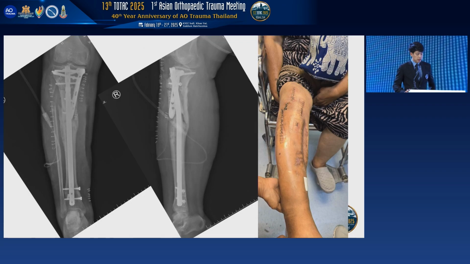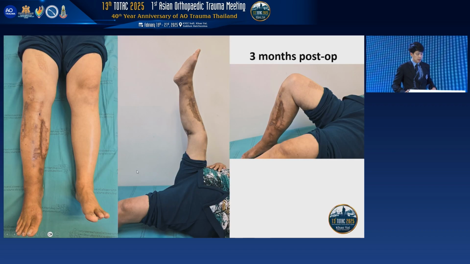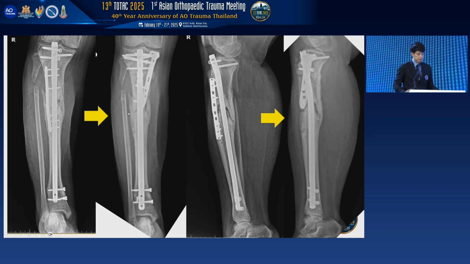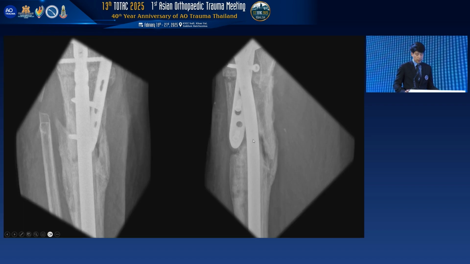So this is the post-op X-ray. I allow her toe touch weight bearing for 3 months. And at 3 months, the range of motion is okay. At 3 months, the fracture, I think it has progressed; you can see that the inner cortex has some bone bridging. And especially in the lateral view, around the nail, you can see some bone regeneration around the nail. And the pain is less.